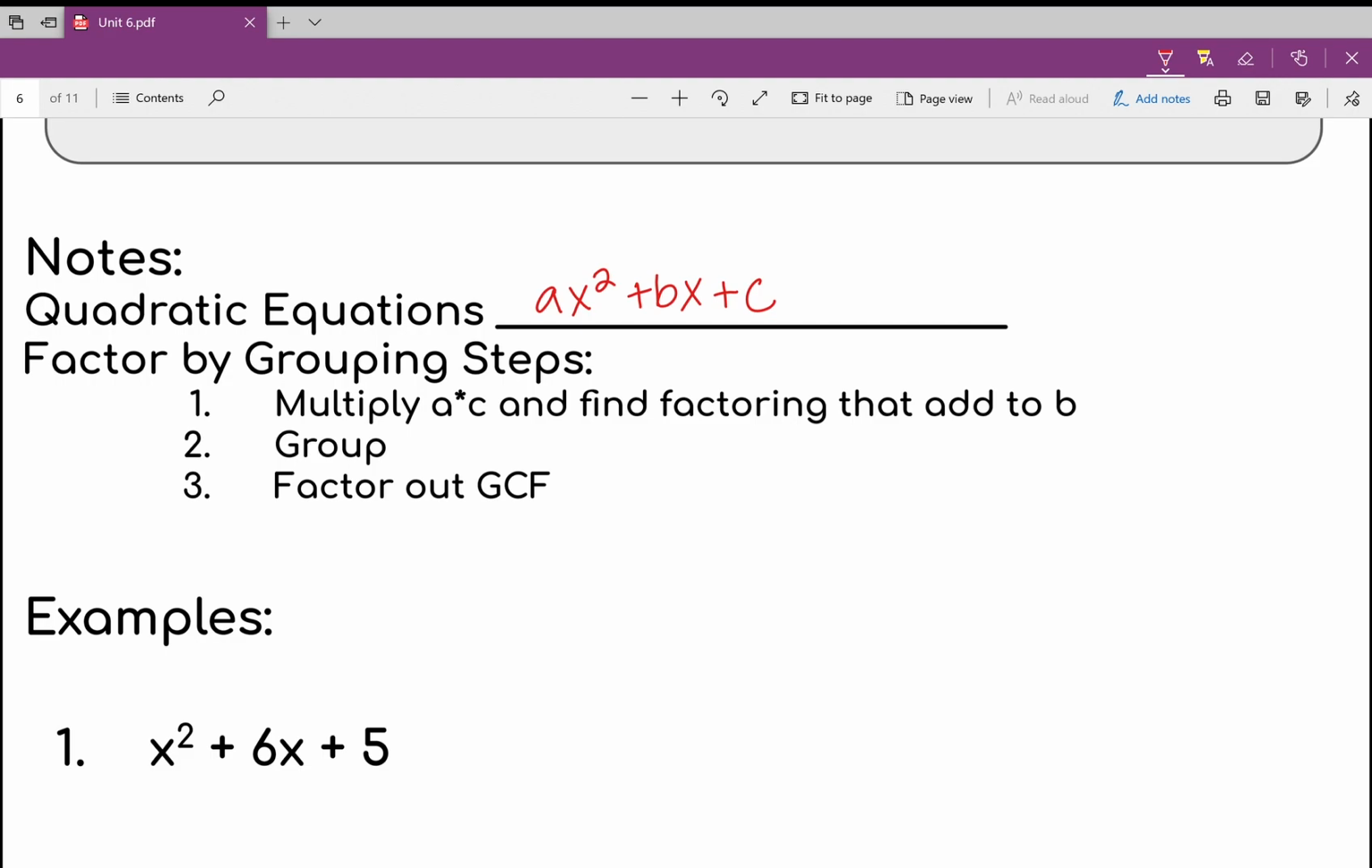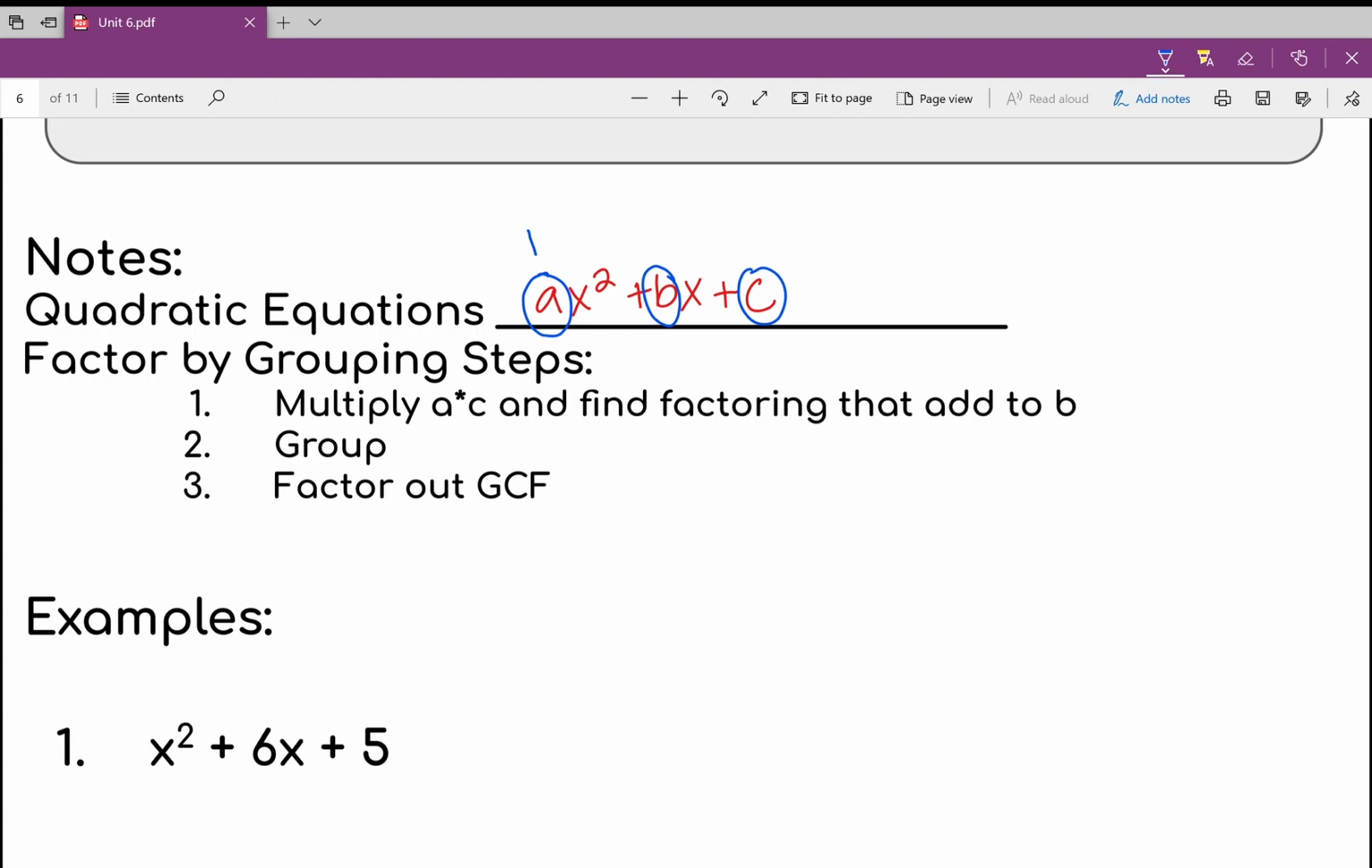So today, when I'm talking about factoring when a is equal to 1, this coefficient right here is always going to be 1. You'll notice that on the examples here. This a, b, and c are all the coefficients either in front of x or that number that's by itself. So these are the steps to factor by grouping. That's how we're going to be factoring these quadratic equations.